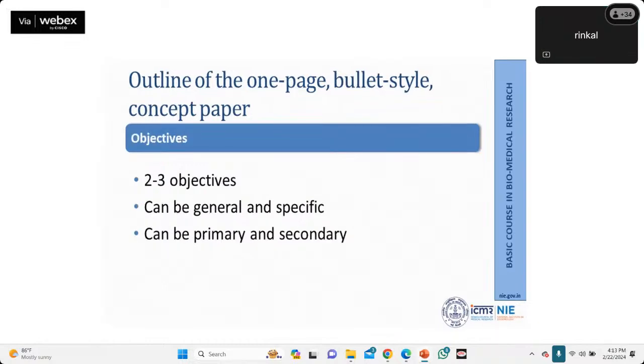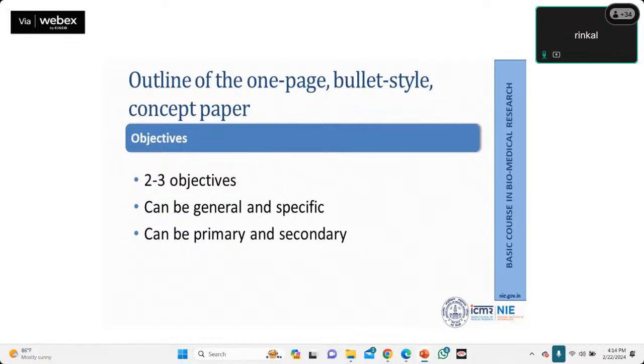The next head is objectives. In a concept paper, usually we write down 2 to 3 objectives. They have to be very specific. They have to be framed in a proper manner so that the problem which we want to address can be understood from the objective. It can be grouped into general and specific. General may be a goal, a broader objective, and specific may be a breakup of that goal, or smaller objectives.